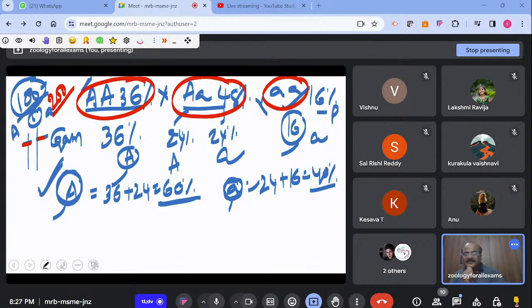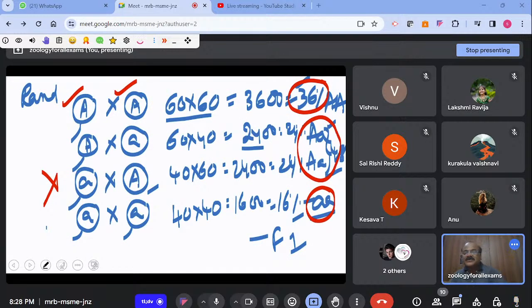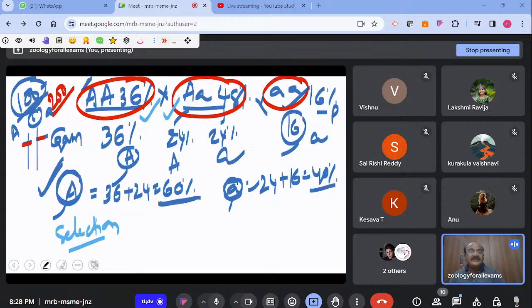Let us see what happens here. The first criterion is selection. If selection takes place between these two individuals, then what happens? They mate with these kind of gametes only. Maybe maximum this type. So the gene frequency of A increases, and these are not allowed to mate with them because they are having somewhat different characteristics. So they only mate among themselves.